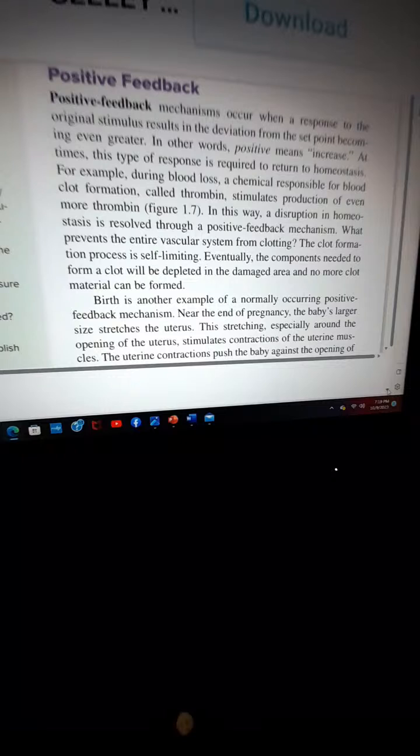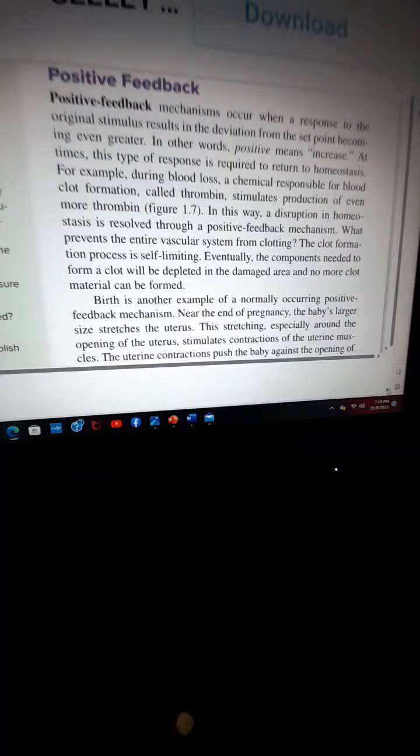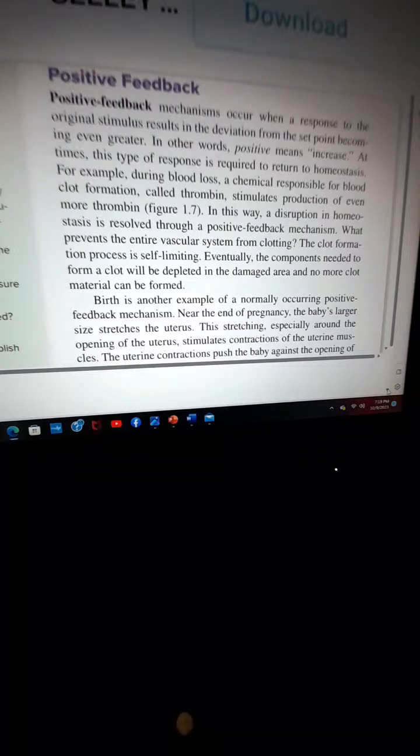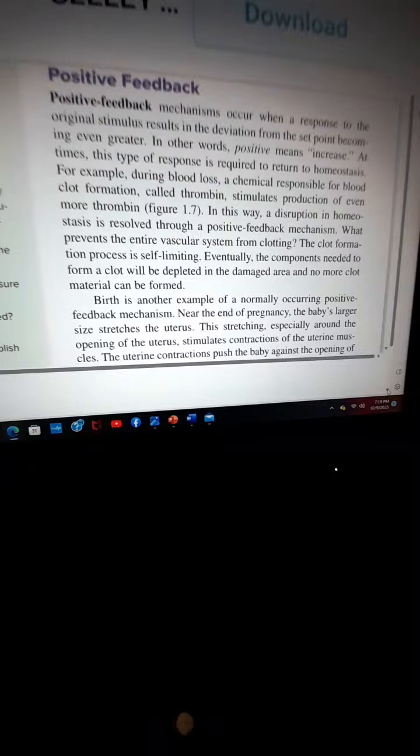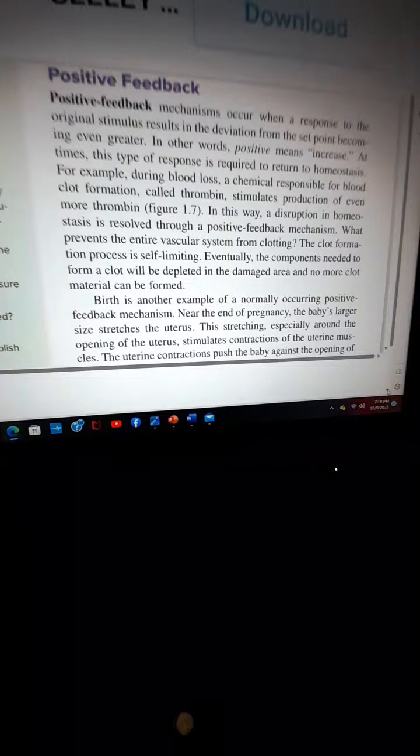Okay, guys, this is where we're at now. Positive feedback mechanisms occur when a response to the original stimulus results in the deviation from the set point becoming even greater. In other words, positive means increase. That's childbirth, guys, right? At times, this type of response is required to return to homeostasis.